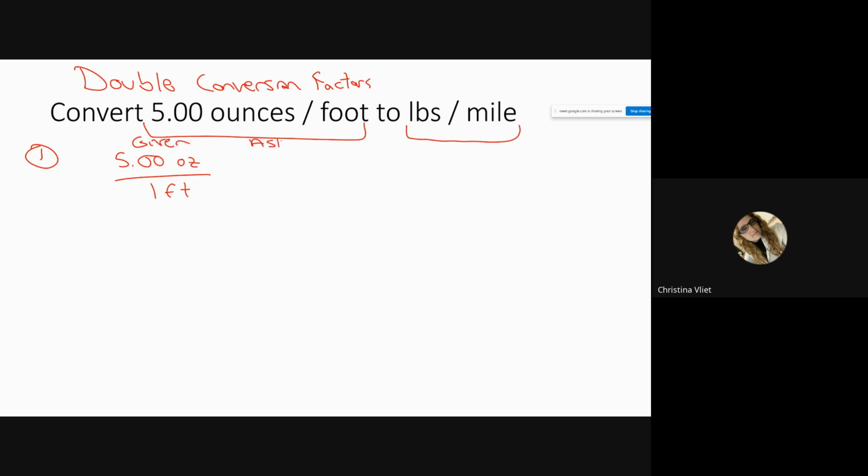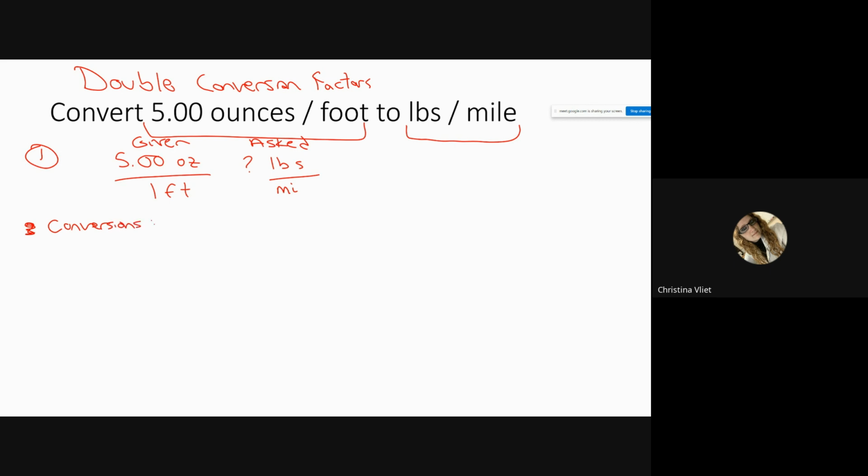I'm asked for how many pounds, for how many miles, right? So this is going to be more work because we've got to change ounces to pounds, and we've also got to change feet to miles. So let's find our conversions.